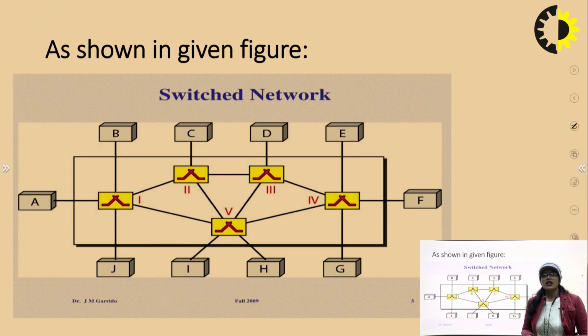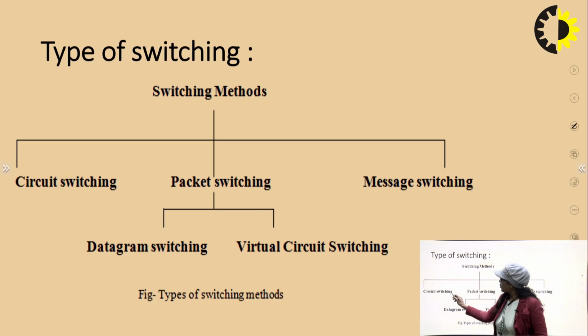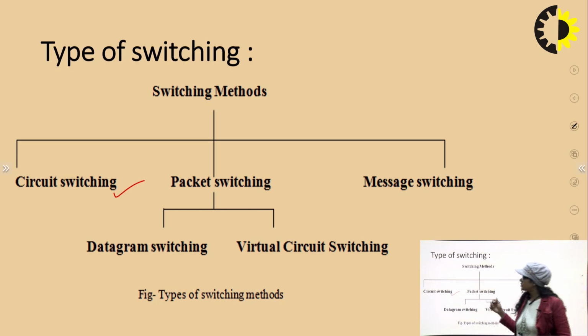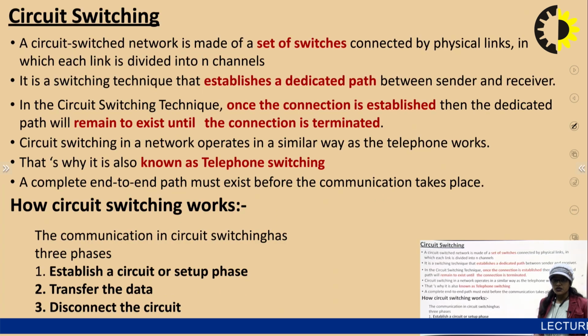So basically there is more than one type in which we implement switching. Let's figure out how many types of switching there are. Broadly they are classified into three categories: circuit switching, packet switching and message switching. The packet switching is further divided into datagram switching and virtual switching. Let's discuss each in depth, one by one.